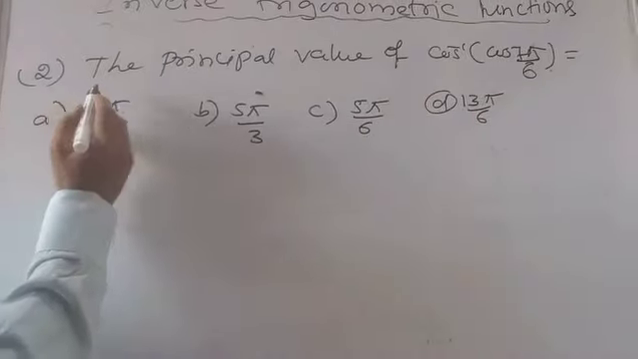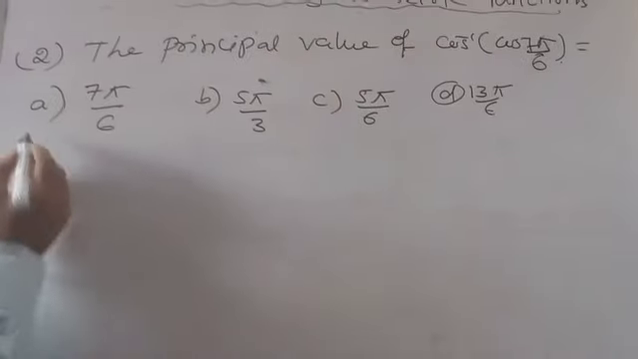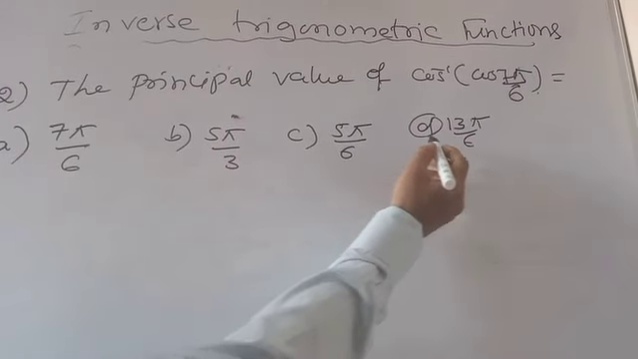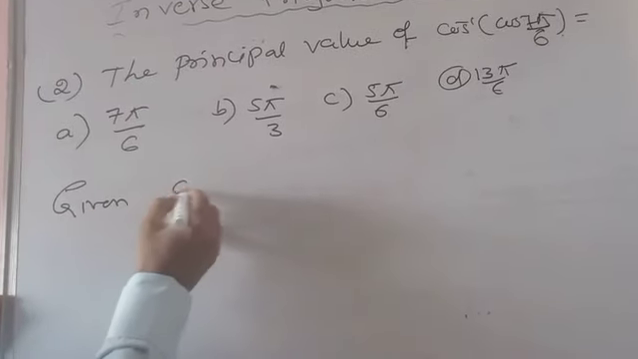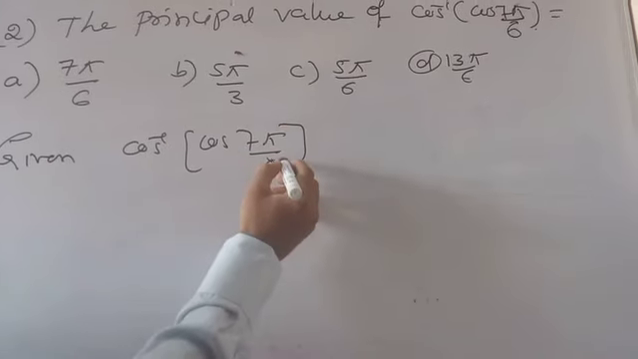The second question: the principal value of cos inverse of cos 7 pi by 6. Option A 7 pi by 6, option B 5 pi by 3, option C 5 pi by 6, option D 13 pi by 6. Given cos inverse of cos of 7 pi by 6.